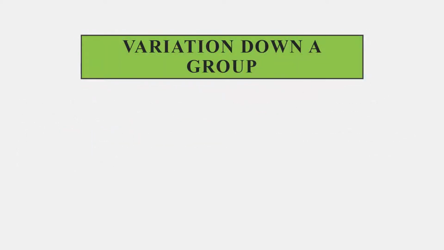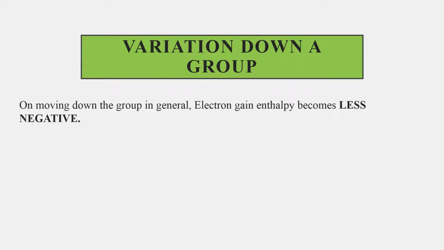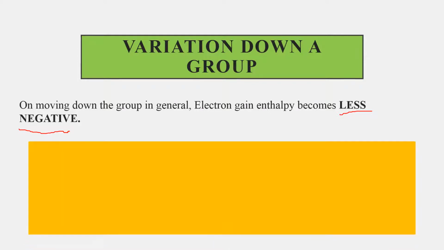Now let's check the variation in a group. On moving down the group, in general, electron gain enthalpy becomes less negative. And the reason behind this, again, as we move down the group, is the atomic size. First of all, the value of the atomic size increases when we move down the group.